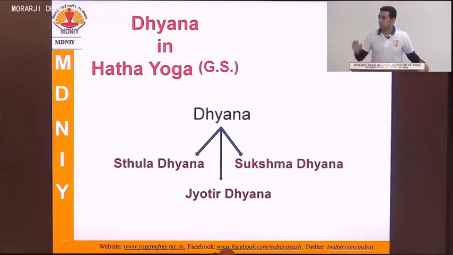Now, according to the Shastras, the Hatha Yogic texts, there are different texts: Hatha Pradipika, Gheranda Samhita, Hatha Ratnavali, Shiva Samhita. But according to the Gheranda Samhita by Gheranda Rishi, he taught us there are three types of dhyana: Sthula dhyana, Sukshma dhyana, Jyoti dhyana.